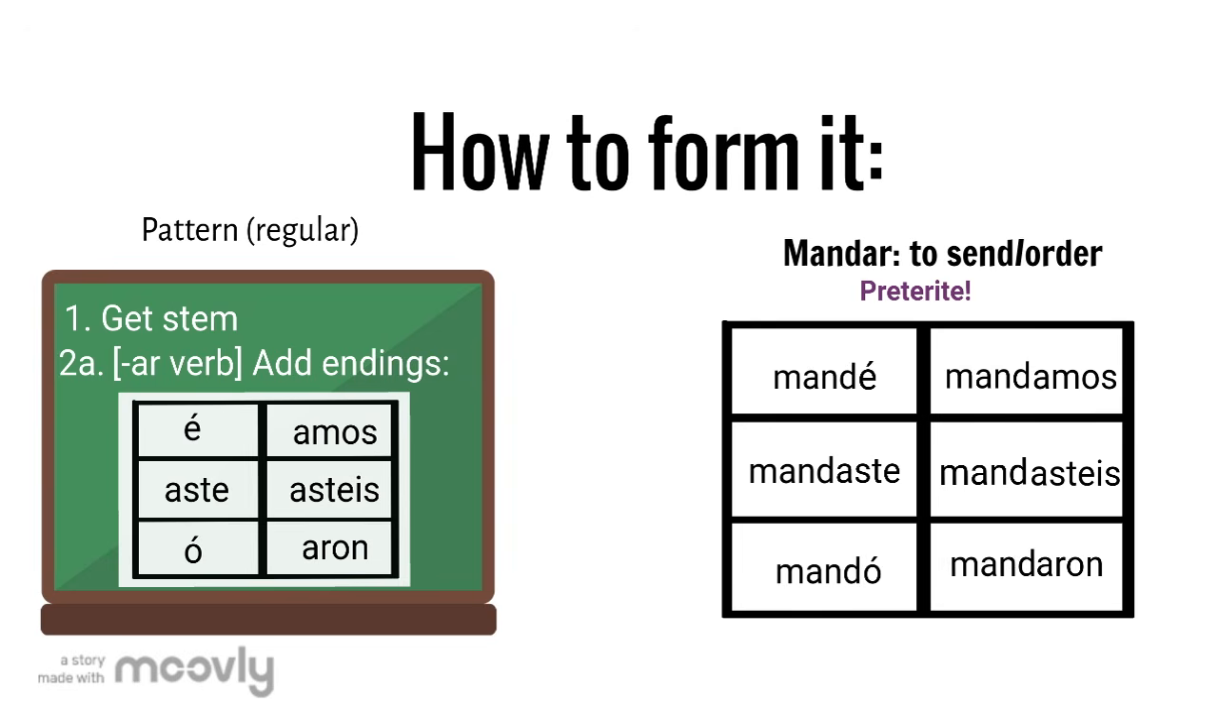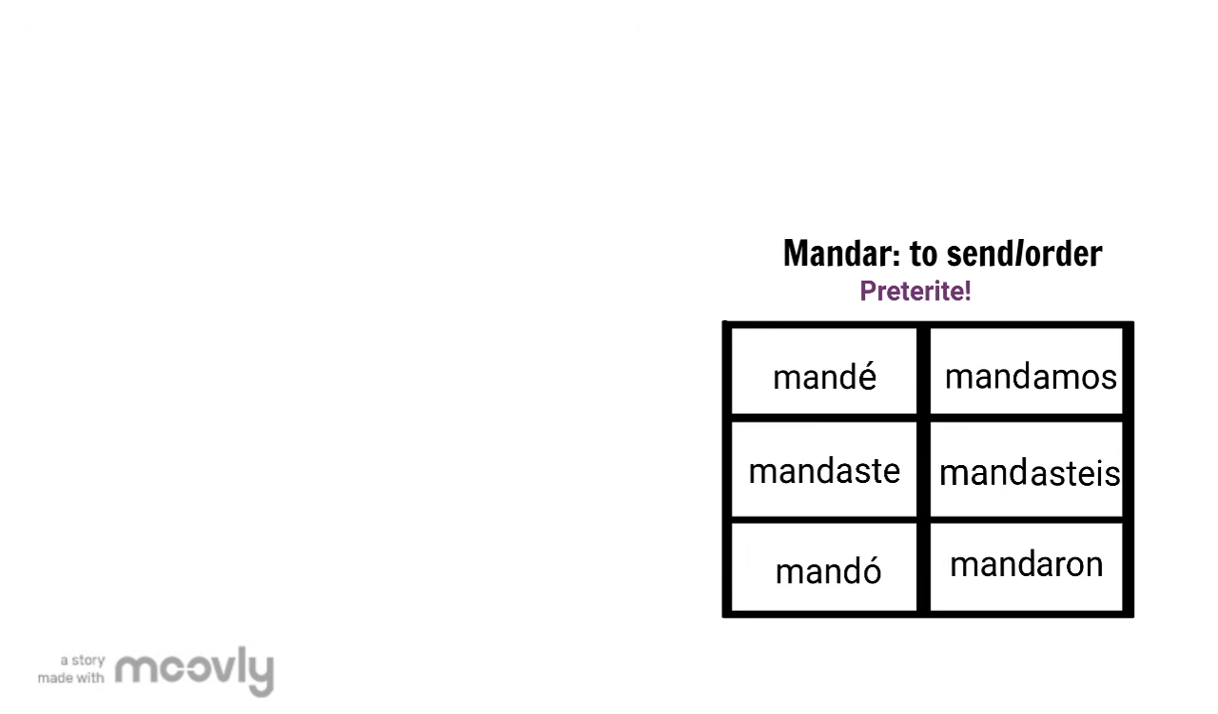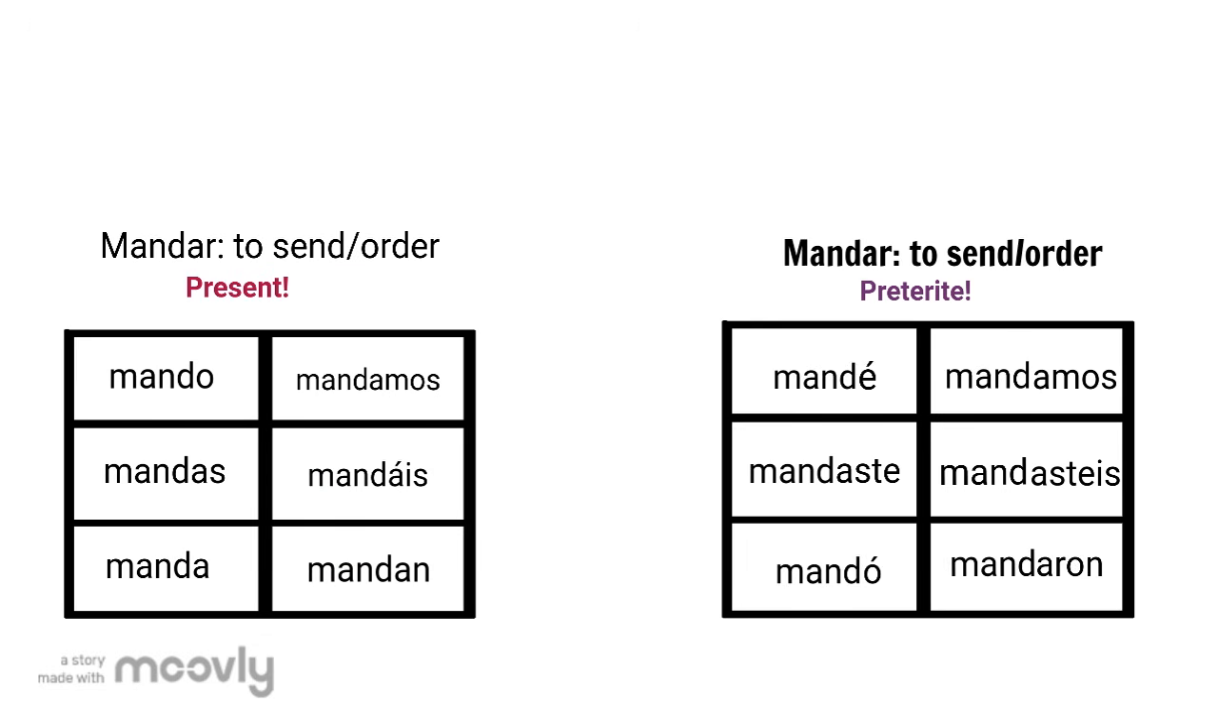A few things to note here. Let's put the present tense of mandar up as well to make a few comparisons. For the preterite, make sure these accents are in place, the yo form and the él, ella, usted form. Mandó means he or she sent, but mando, without the accent, is back to the regular present tense conjugation of the yo form, I send, present tense.